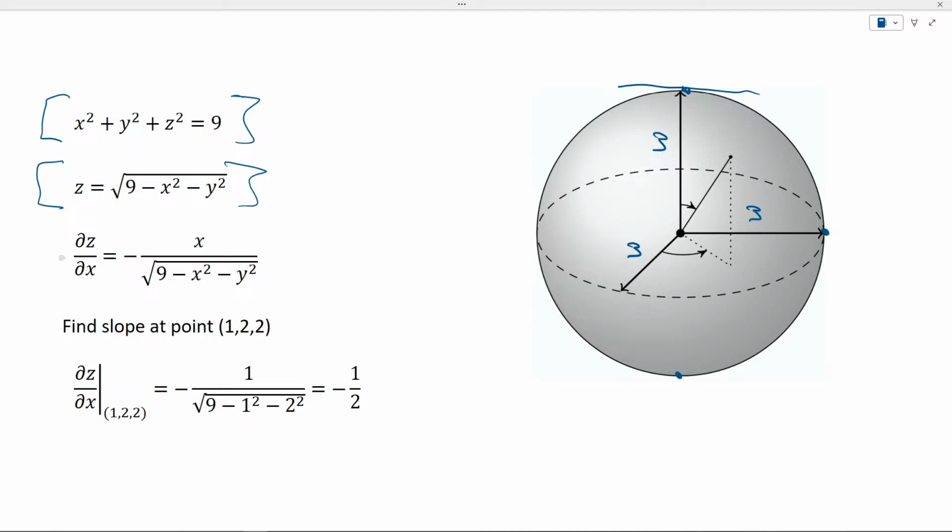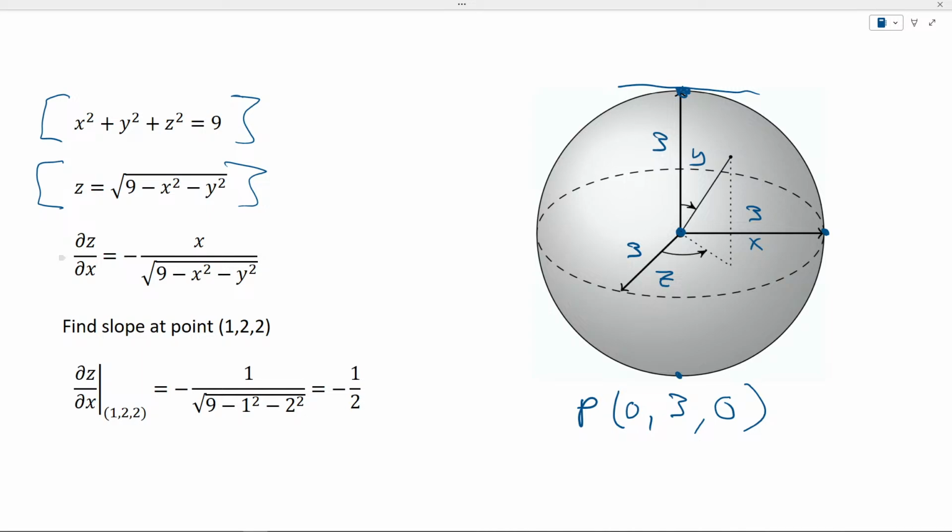Let's try. What is this point? This is my x, this is my z, and this is my y. At this point, what is my x? My x is equal to 0. What is my y? My y is equal to 3. And what is my z? My z is equal to 0. And you see the slope here is 0. That's what I would expect. It's flat. The pole is flat. So at the pole, everything will be flat, the earth will be flat or something like this.